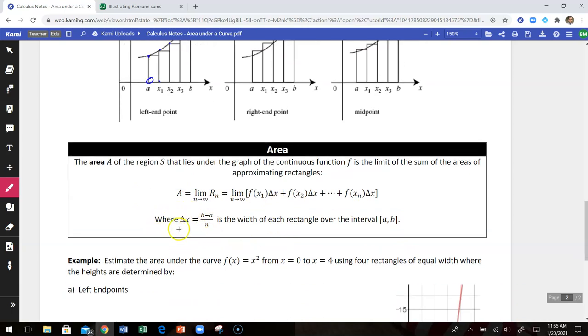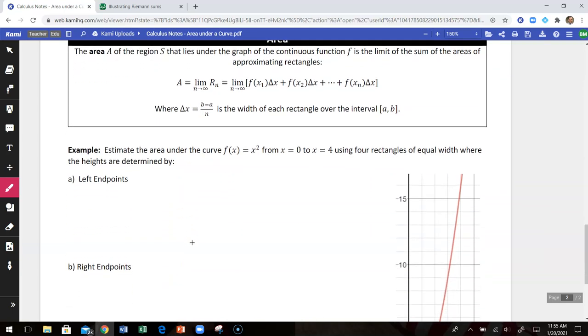The second part of this is telling me that the width of each rectangle is simply the difference in your interval. So from A to B, I do B minus A, and I divide by the number of rectangles that I want. That tells me my change in x, or the width of each rectangle.